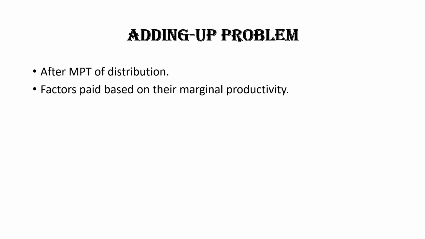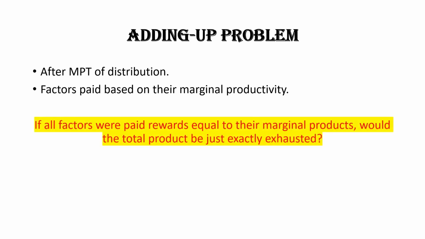The perplexing problem which was posed was that if all factors were paid rewards equal to their marginal products, would the total product be just exactly exhausted? In other words, if each factor is rewarded equal to its marginal product, the total product should be disposed of without any surplus or deficit.